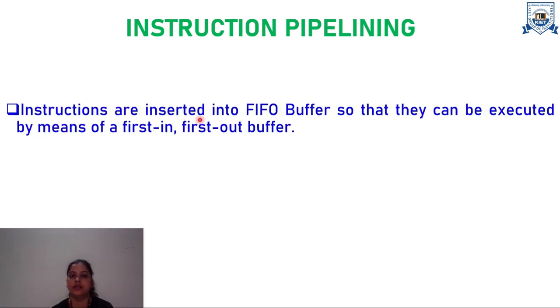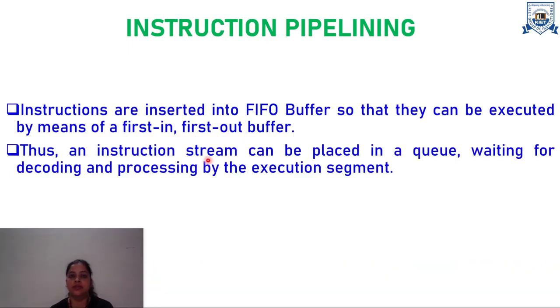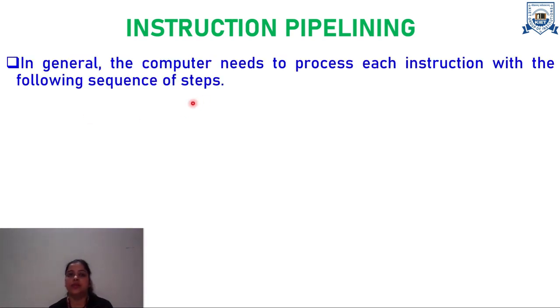Instructions are inserted into the FIFO buffer so that they can be executed by means of first in first out. The instruction stream can be placed in a queue waiting for decoding and processing by the execution segments. In general, a computer needs to process each instruction with the following sequence of steps.